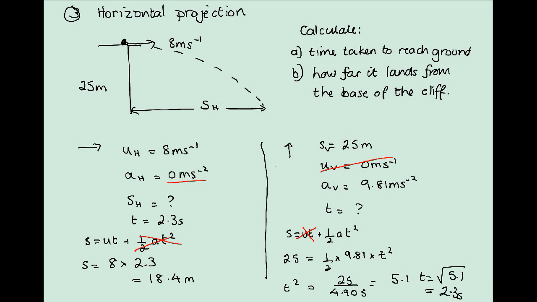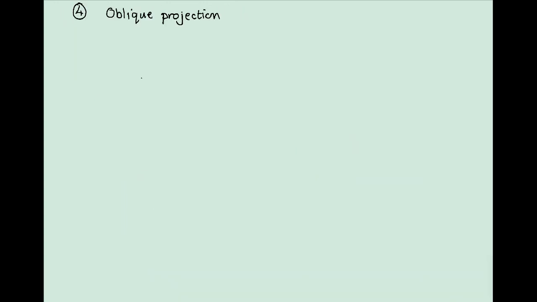The next thing we're going to look at is what's called oblique projection. Now this means when the object is launched at an angle. So let's say that in this case the angle from the horizontal is 55 degrees, and we're going to kick or launch this projectile with an initial speed of 15 meters per second.